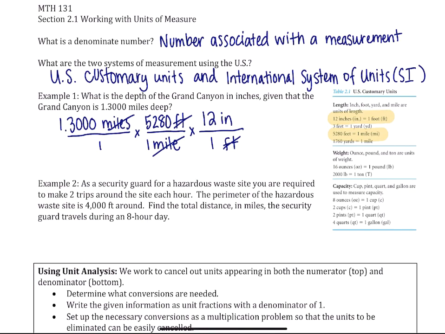So for this problem, I'm going to take the 1.3, and I'm not going to type in the remaining zeros because I don't need to. Then I'm going to multiply by 5,280 and multiply by 12. My final answer, 82,368, is now in the remaining unit, inches.